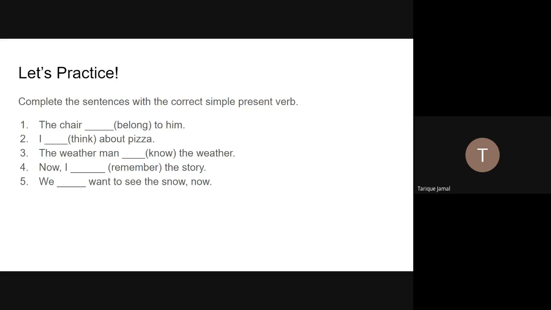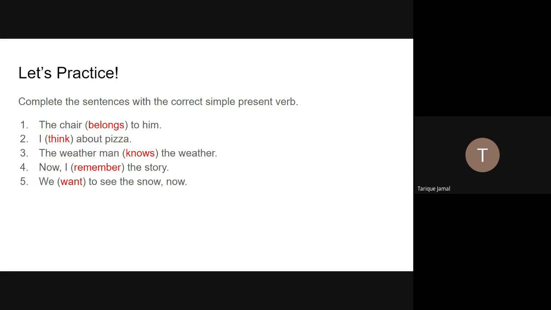Alright guys, now let's check your answers. The chair belongs to him, right? Because it's singular, so we are going to put S. I think about pizza, right? The weatherman knows. Now I remember the story. We want to see the snow now, right?